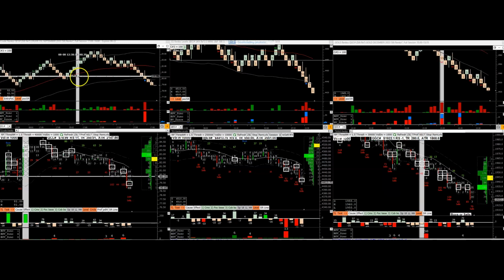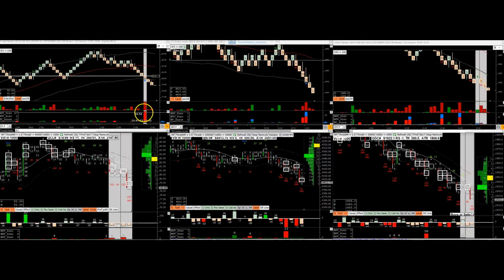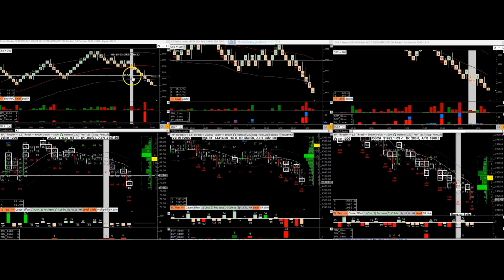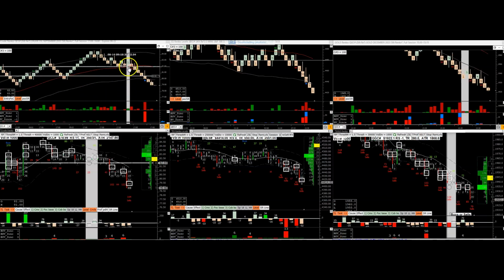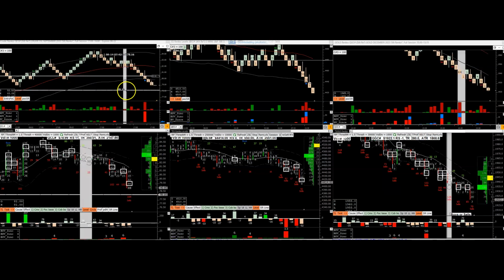So we understand from taking a look at this chart where the level is on this big red bar. You see big red, where the supply is that broke the low, and we understand the trend is down. So we have that level and trend. That's what this chart is good for.